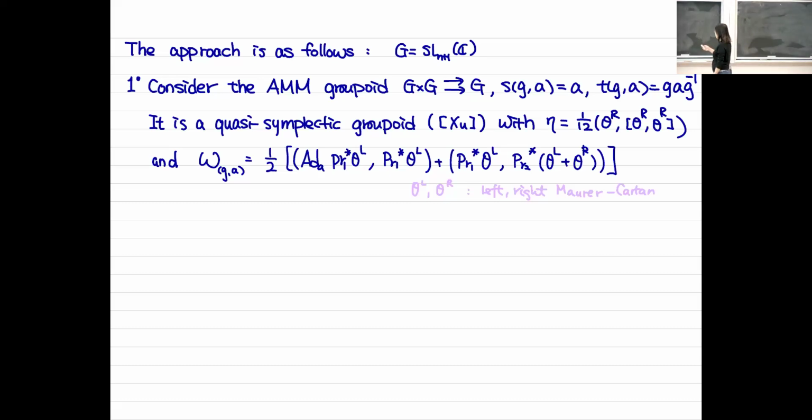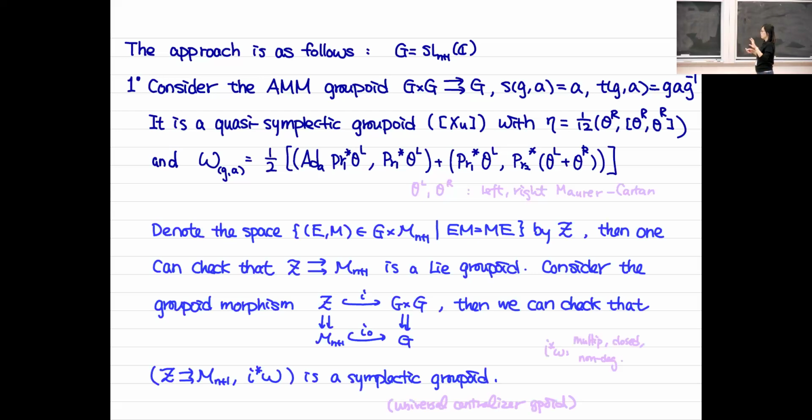So using groupoid, what you can do is the following. We start from the AMM groupoid, which is the double. The source and target maps are as such. It's a quasi-symplectic groupoid with this 2-form and this 3-form.